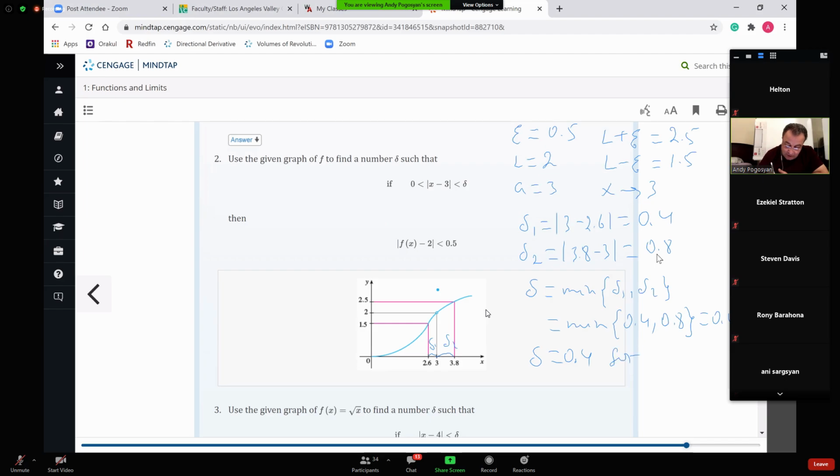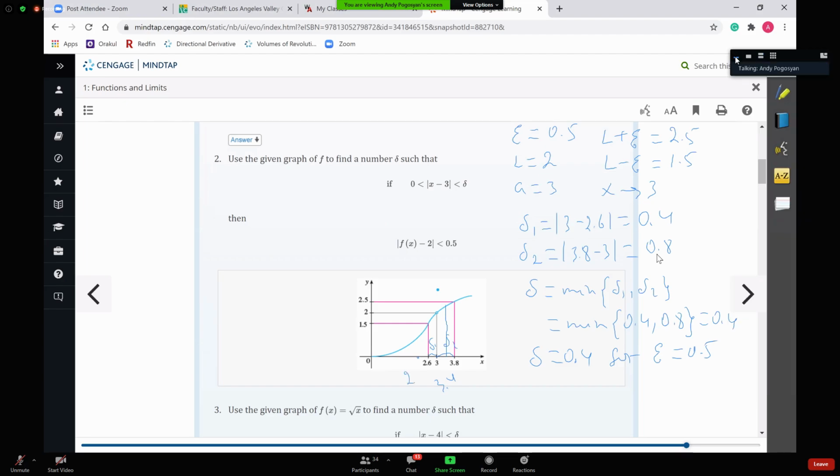For epsilon equals 0.5, now, if it's 0.4, you get 3.4, so this one will definitely be inside. So that's fine. But 0.8 we cannot choose because 0.8 to the left becomes 2.2, so f of x will be outside of the interval. That's why we choose the smallest one. The smallest one works for both of them.